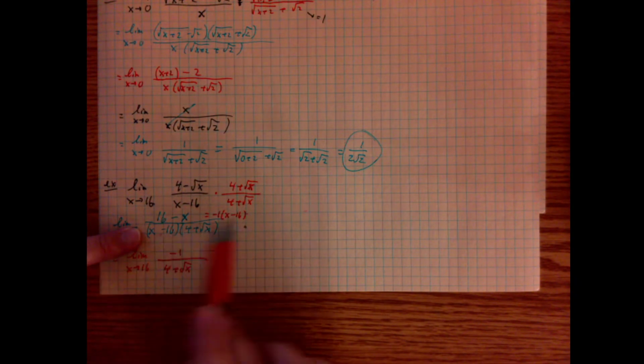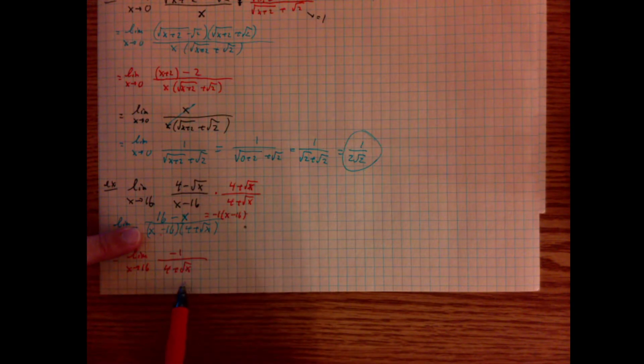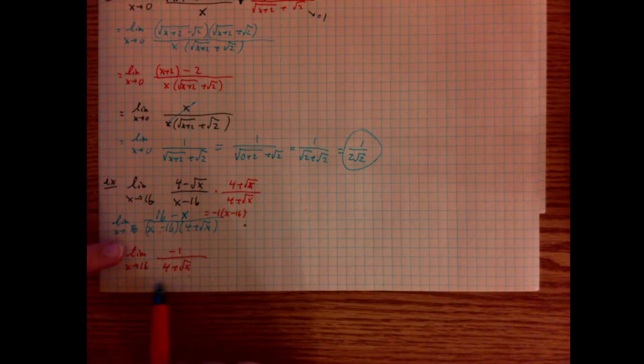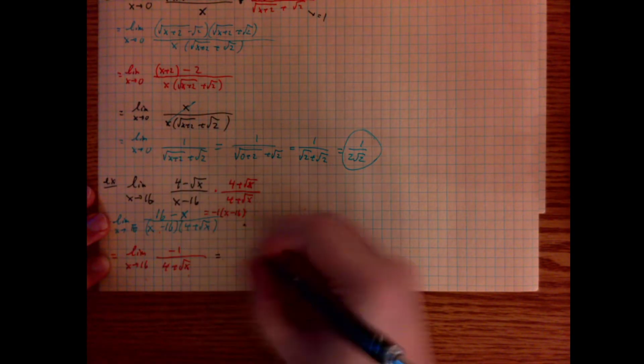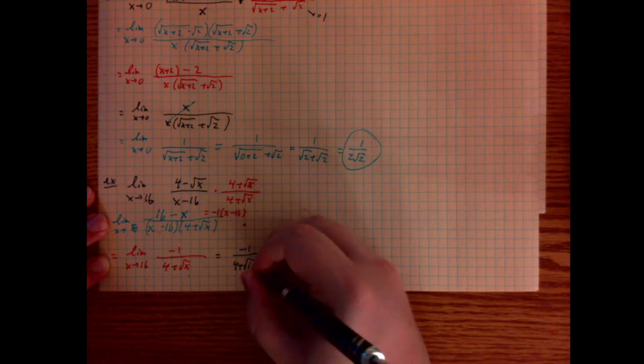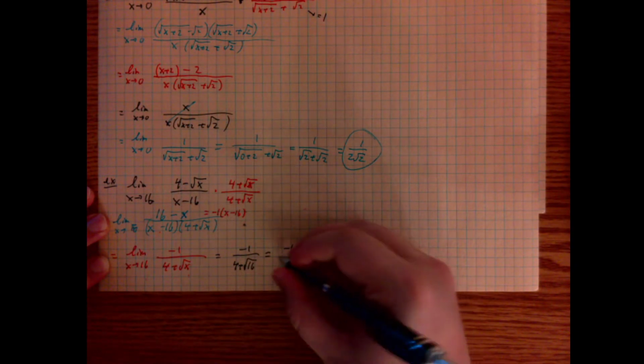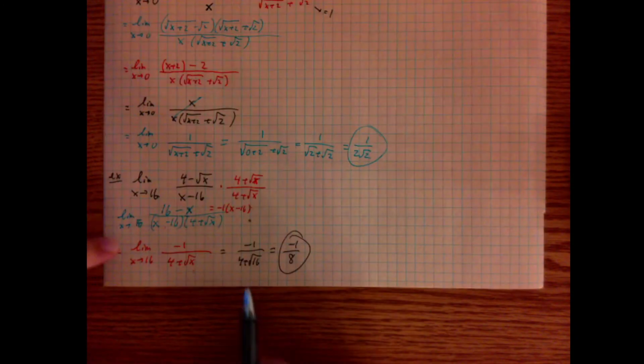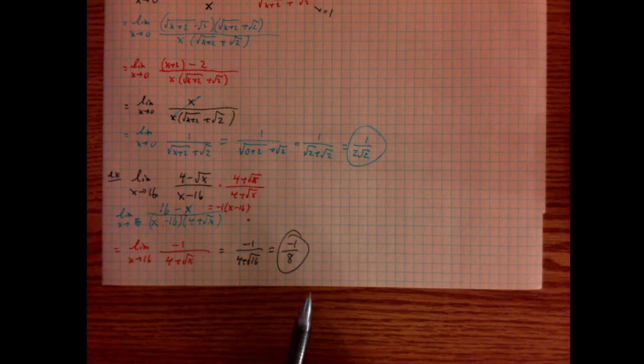These two end up canceling, leaving a negative 1 on top, and on bottom we end up with a 4 plus the square root of x. And you notice that now I can plug it in. I actually do get an answer. I have negative 1 on top, 4 plus the square root of 16. This becomes negative 1 over 8. Square root of 16 is 4. 4 plus 4 is 8.